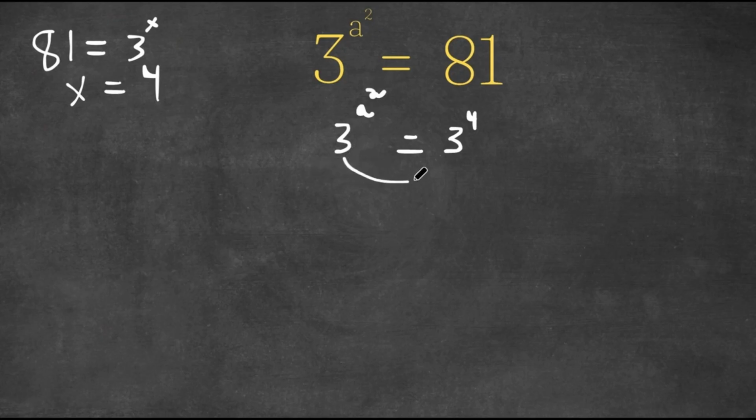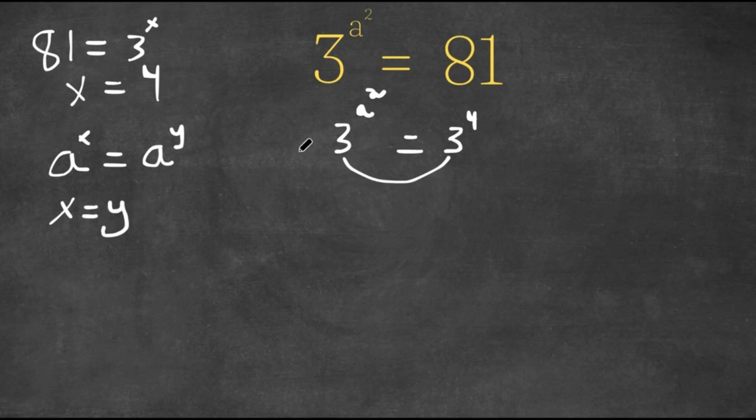Now, because both of our bases here are the same, we know that our exponents are the same as well, because if we have a to the power of x is equal to a to the power of y, this must mean that x is equal to y. So this means that a squared is equal to 4.